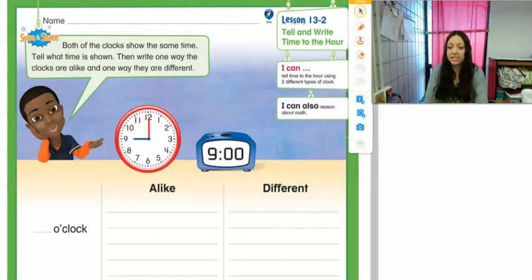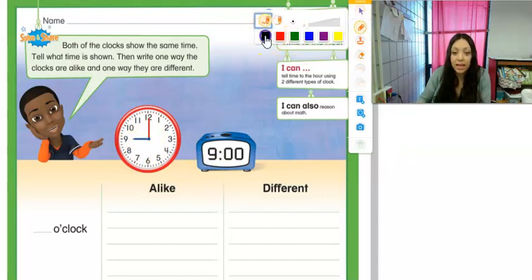So we're going to look at these clocks, and we're going to try to write the time. So it says both of these clocks show the same time. Tell what time is shown, then write one way the clocks are alike and one way they are different. So this is pretty easy because it's telling us they show the same. And this is a digital clock, so we can look at it and just say 9 o'clock. But when we look over here, look, the hour hand, remember, which is the shorthand, is pointing at the 9. And then the minute hand is pointing at the 12, which we know we say o'clock. So this is 9 o'clock.